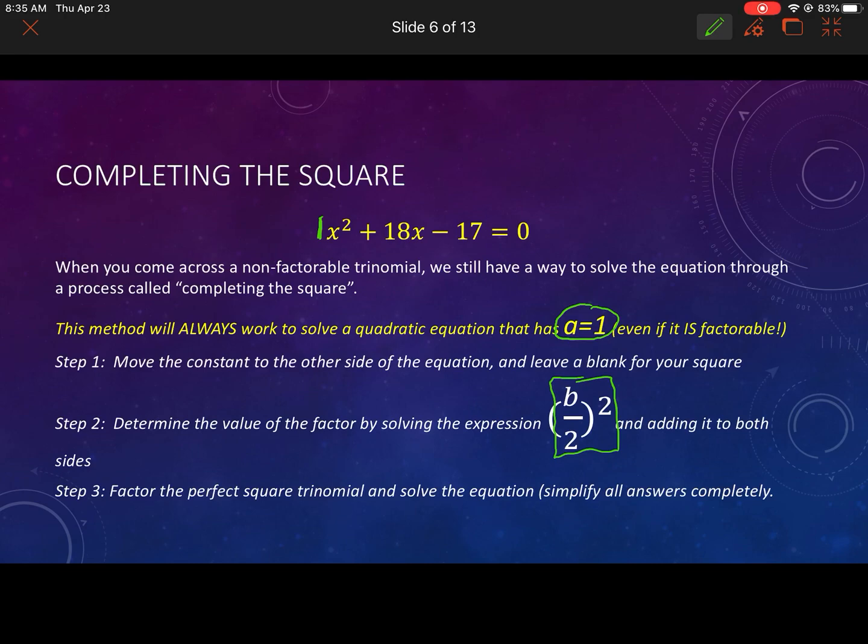All right, so the first thing we have to do, step 1, is to move the constant. Remember, this is our constant, negative 17. We need to move it to the other side because it's not a perfect square and it's not helping us at all. So we're going to move it to the right.